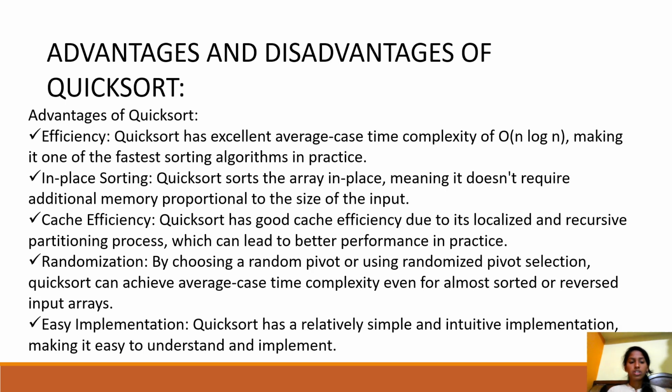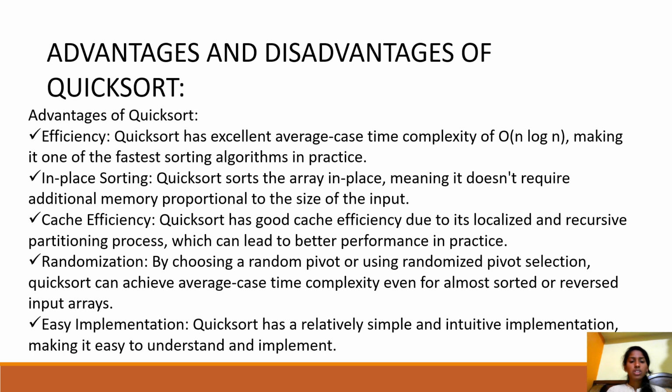Let us see the advantages and disadvantages of quicksort. Advantages of quicksort: efficiency. Quicksort has an excellent average case time complexity of O(n log n), making it one of the fastest sorting algorithms in practice. In-place sorting: quicksort sorts the array in place, meaning it does not require additional memory proportional to the size of the input. Cache efficiency: quicksort has good cache efficiency due to its localized and recursive partitioning process, which can lead to better performance in practice.